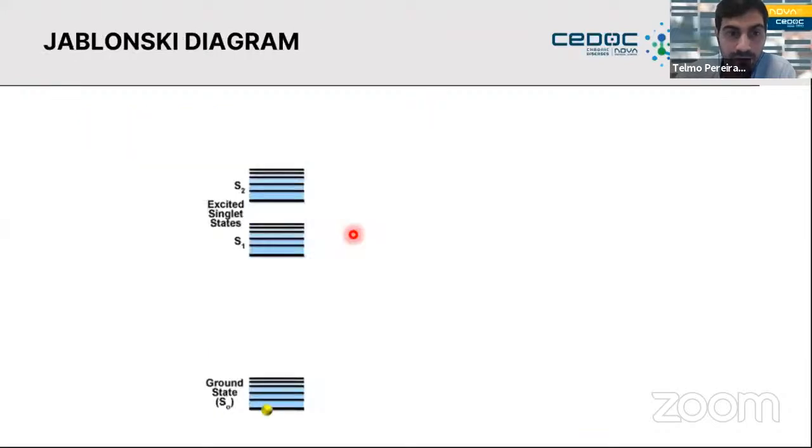So to further understand this, I will show you these diagrams, which are called Jablonski diagrams. This will explore how electrons in common fluorophores are excited from the ground state into a higher energy state. So this will be the ground state of the electron. These will be the excited states 1 and 2. And this will be one of your electrons in a specific fluorophore.